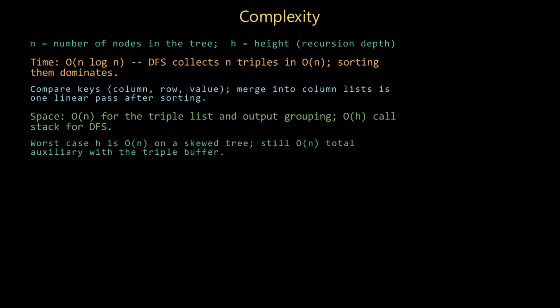Let n be the number of nodes and h the height of the tree. Time is n log n. A depth first walk gathers n triples in linear time, and sorting those triples by column, row, and value is the bottleneck. Merging into column lists is then a single linear scan. Space is order n for the triple list and the grouped output, plus order h for the recursion stack. On a skewed tree h can be n, so auxiliary space stays linear overall.